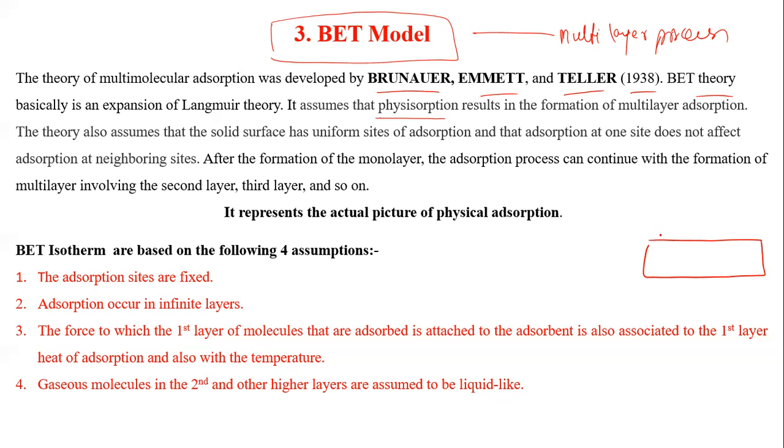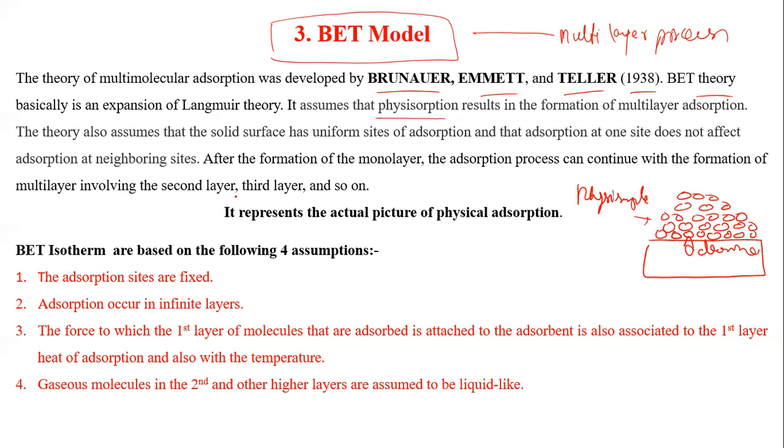It means if this is the solid, this is the first layer of gas adsorbed on this solid, and after that, other layers occur, so that many other gas molecules can easily get adsorbed on the surface of the adsorbent. So this is a multi-layer adsorption process, and the multi-layer occurs due to physisorption. Physisorption means there is no net chemical interaction between the adsorbed gases and the surface of the adsorbent.